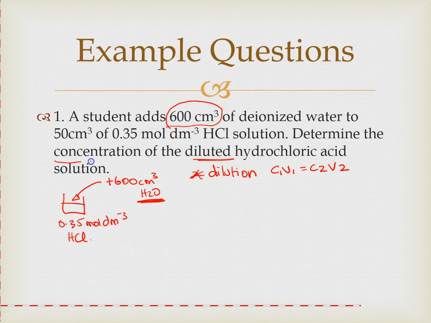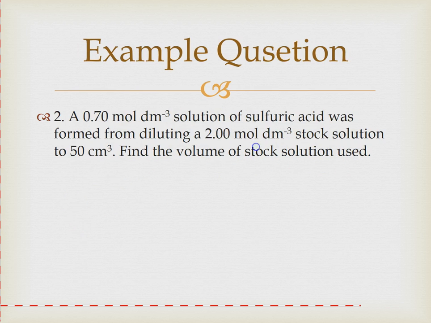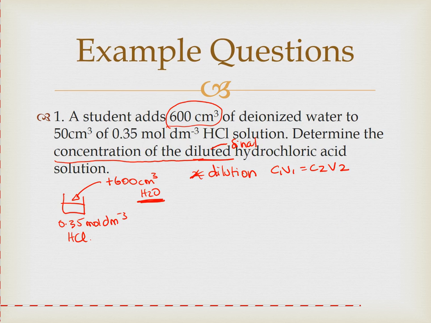It wants me to determine the concentration of the diluted, so this is the final solution. So we're looking for C2, and I'm going to rearrange my equation to get C2 on its own: C2 equals C1V1 over V2. Okay, so now we've got it rearranged for the right quantity.